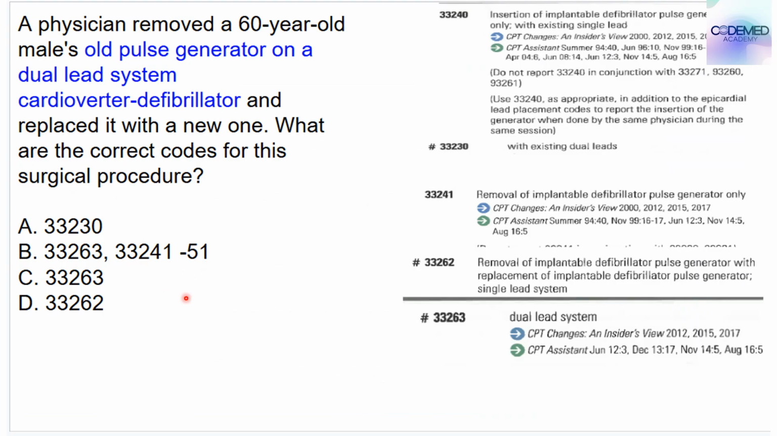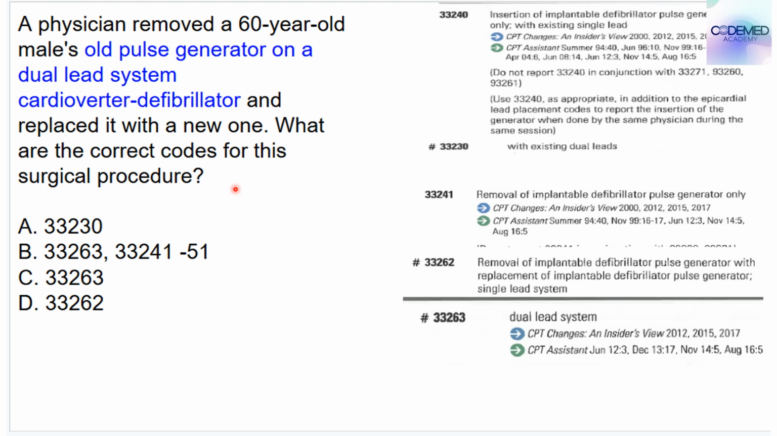Now let us take some questions that will make your concept better and better. So the physician removes the 60-year-old male patient's old pulse generator on a dual lead system, that is a defibrillator system, and replaces it with a new one. What are the correct codes for this surgical procedure? So you should have a drill in your mind.